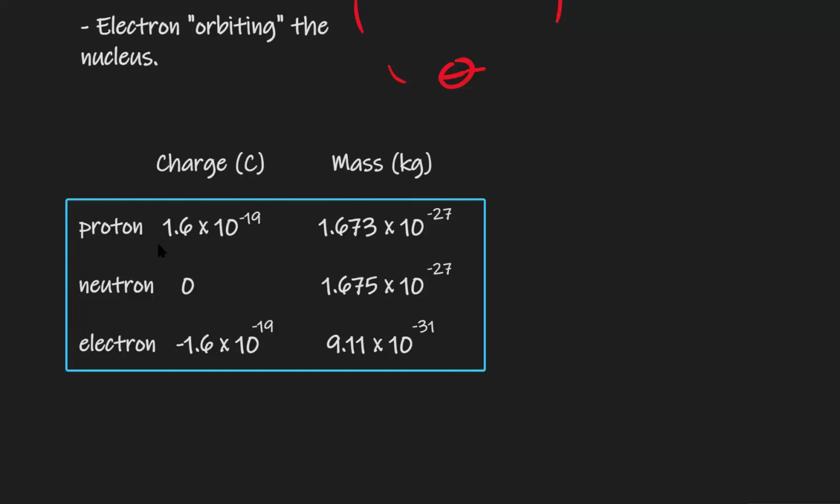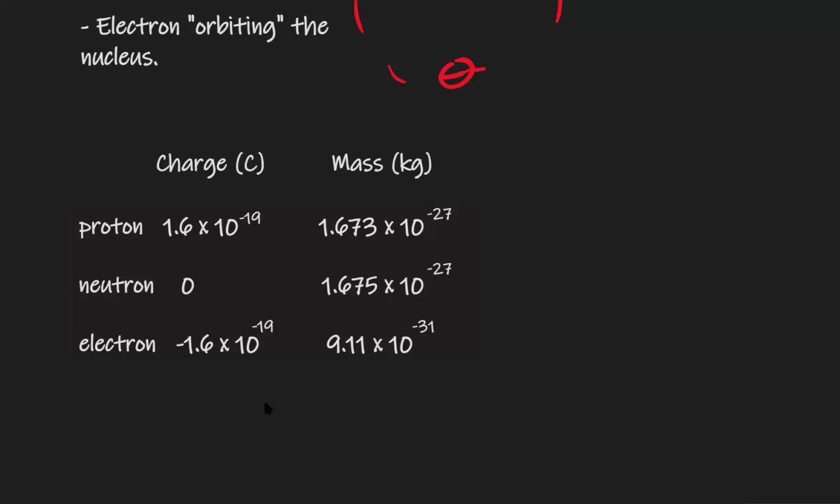For instance, the proton has a charge of plus 1.6 times 10 to the power of minus 19. The neutron has no charge, and the electron has a charge of minus 1.6 times 10 to the power of minus 19 coulombs. You can see the masses of the particles as well here. We can see that the neutron is just ever so slightly heavier than the proton. Actually, in exams, typically they might be given just up to 3 significant figures.